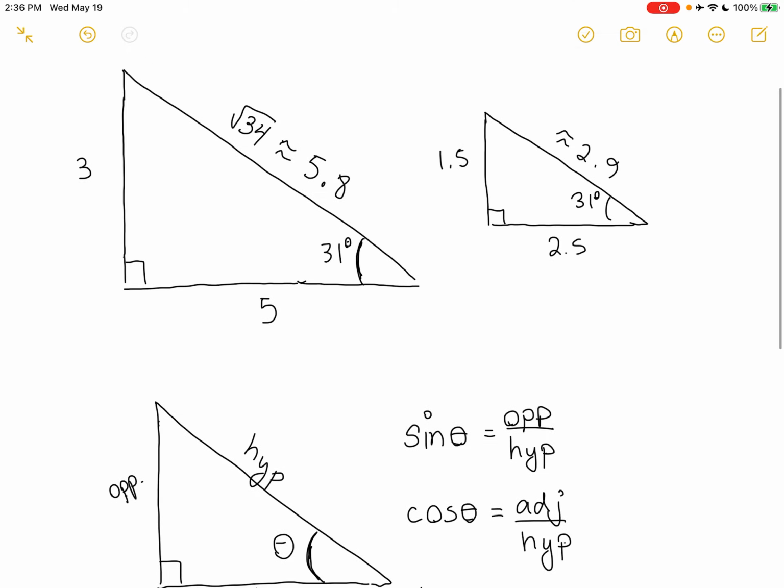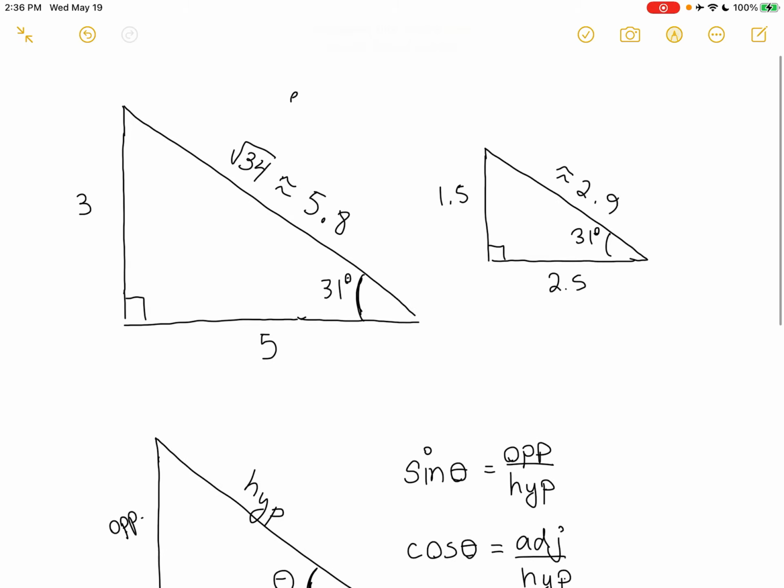And now we've got all 3. Okay, so for example, in this particular triangle, let's say the tangent of 31 degrees is equal to 3/5, right? And that makes sense because in the smaller one, the tangent of 31 degrees is 1.5 over 2.5, which is the exact same ratio, right?